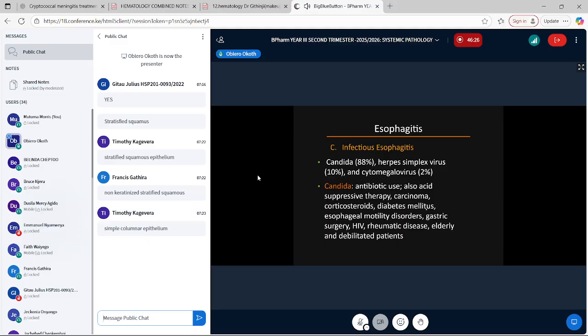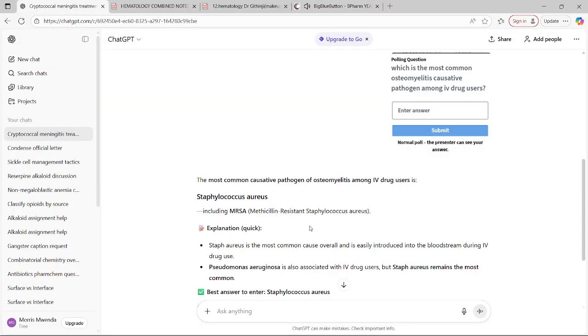Now, infectious esophagitis, most of them are Candida. Candida is the most common. Herpes virus and cytomegalovirus, we see them mainly in the immunosuppressed.